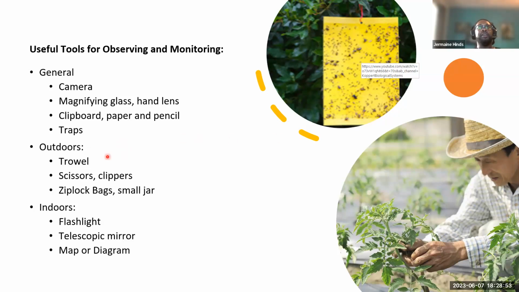Outdoors, a hand trowel to dig up soil to check the soil for pests or weed seeds and things like that. Scissors, clippers, anything to take a leaf sample that you could collect and turn in to extension to identify a disease or something like that. Indoors, flashlights, telescopic mirrors, or maps or diagrams of the unit can clue you into where insects might be hiding or where you need to check. Roaches and rats like to hide in cracks and crevices. So a telescopic mirror can allow you to see under a cabinet or drawer to check for any eggs or things like that.